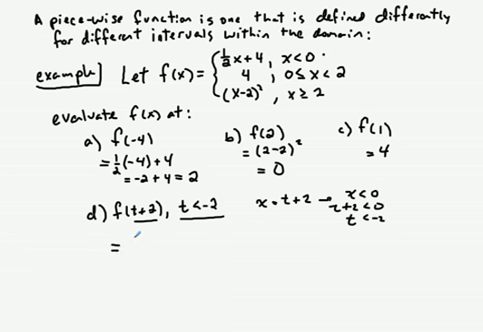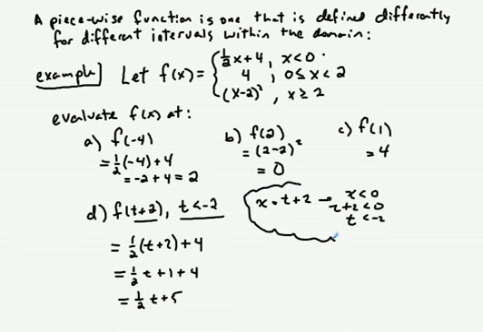f of t plus 2 is going to equal 1/2 times the quantity t plus 2, plus 4. Rewriting that a little bit gives us 1/2 t plus 1 plus 4, which is to say 1/2 t plus 5. So evaluating a piecewise function simply means that we have to make sure that we know which piece of the domain we're dealing with before we substitute into our function. This is the method that we wanted to use, and so we're done.